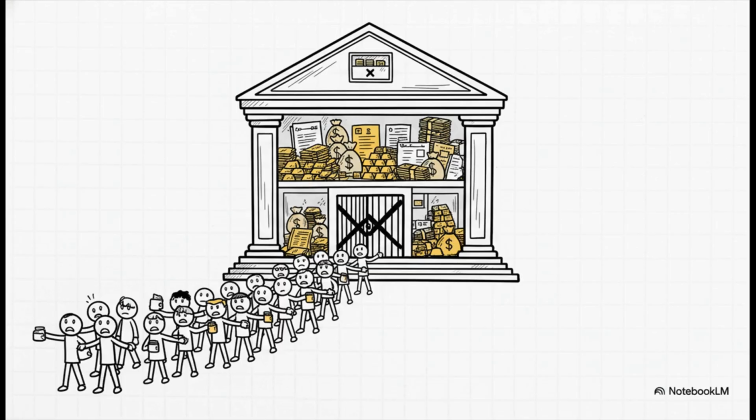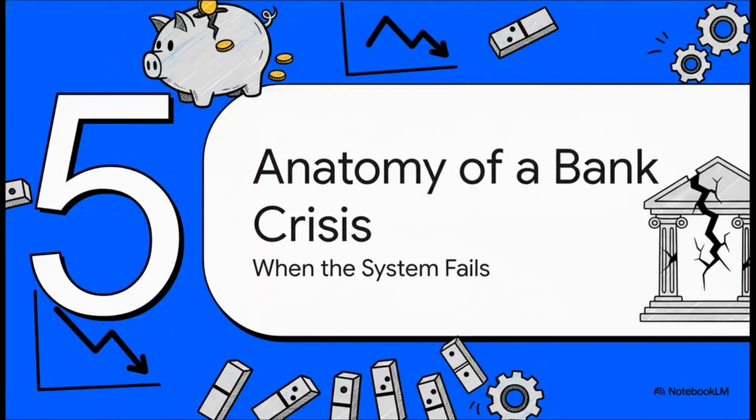This is the mechanism behind pretty much every major bank failure in history, from the Great Depression all the way to the collapse of Silicon Valley Bank. It is almost always a liquidity crisis, not a solvency crisis, that starts the fire. This sets the stage perfectly for Part 5, the anatomy of a bank crisis.